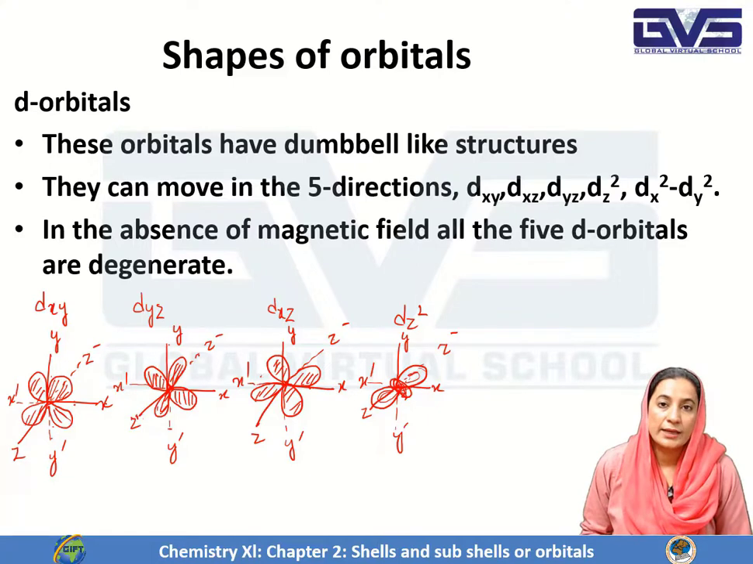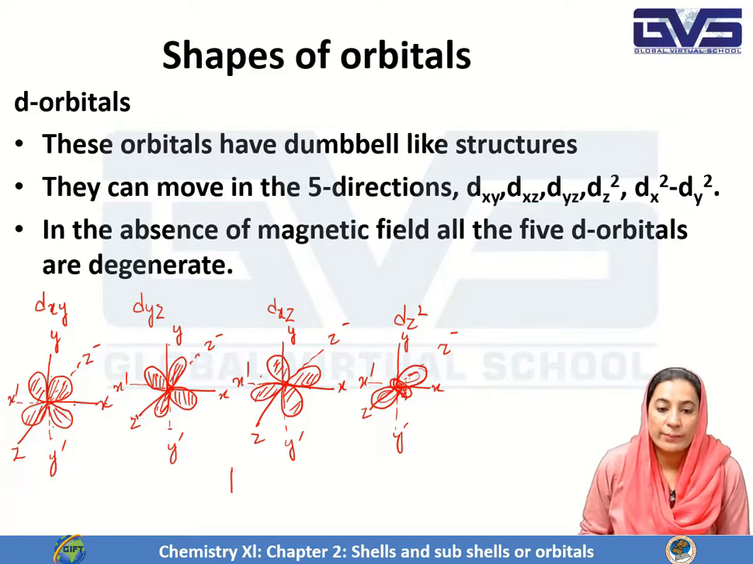So dz square is like a dumbbell on the z axis, but this dumbbell is extended from the center like this. So the previous three are between the axes, while dz square is on the z axis but extended from the center. And the last one is dx square minus y square.